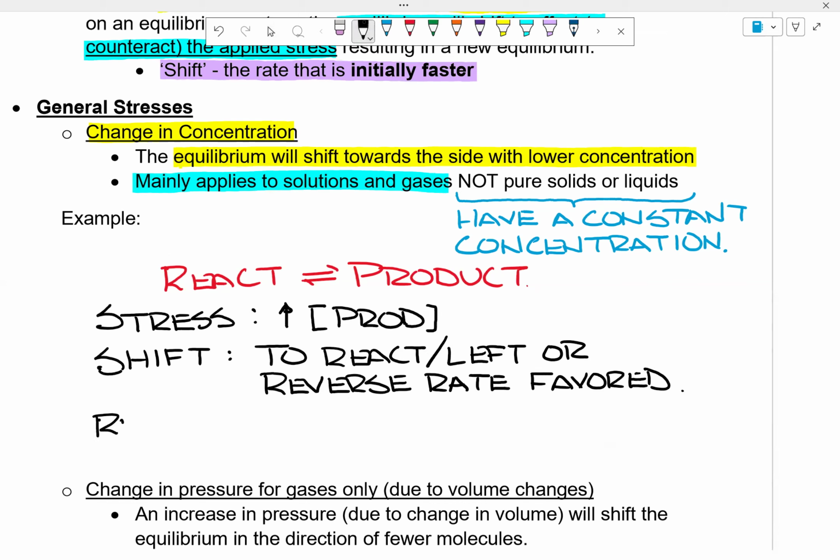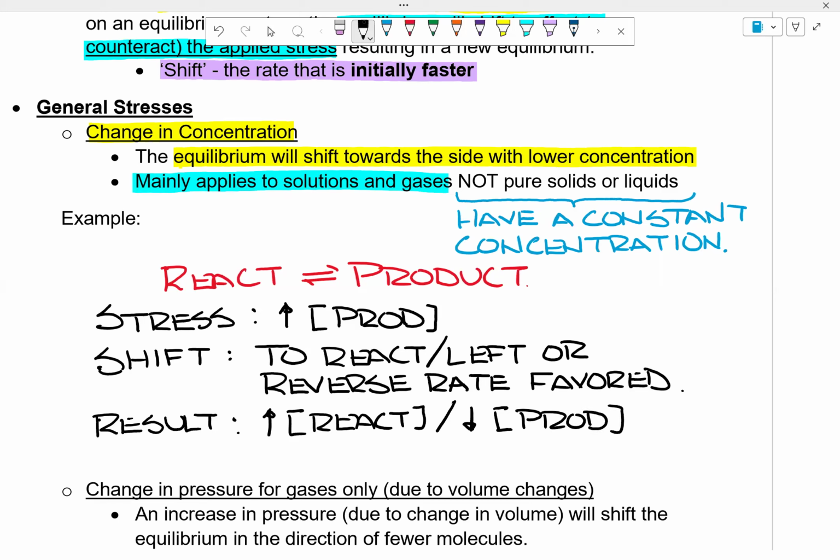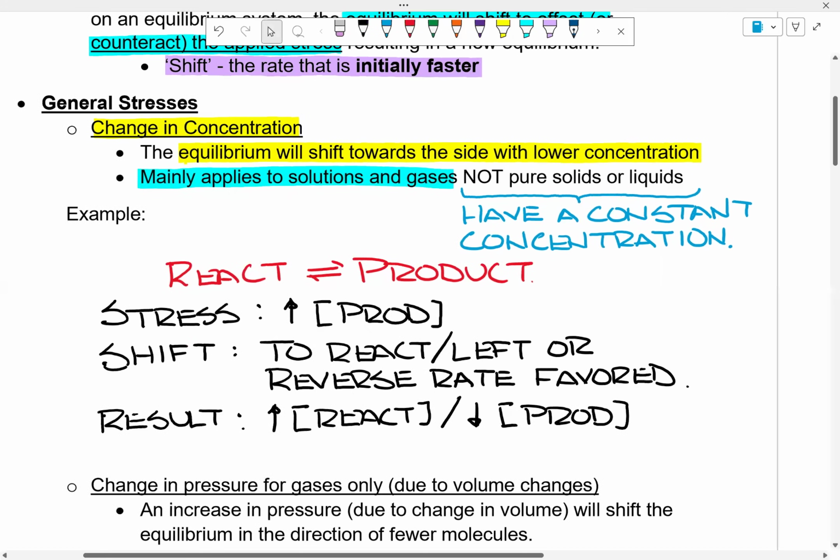The result is that you would have an increased concentration of reactants because the reverse rate is favored. Okay. And you would have a decrease in the concentration of the products. Now, going back to reaction kinetics, you remember if the reactants increase, the products decrease, and vice versa.